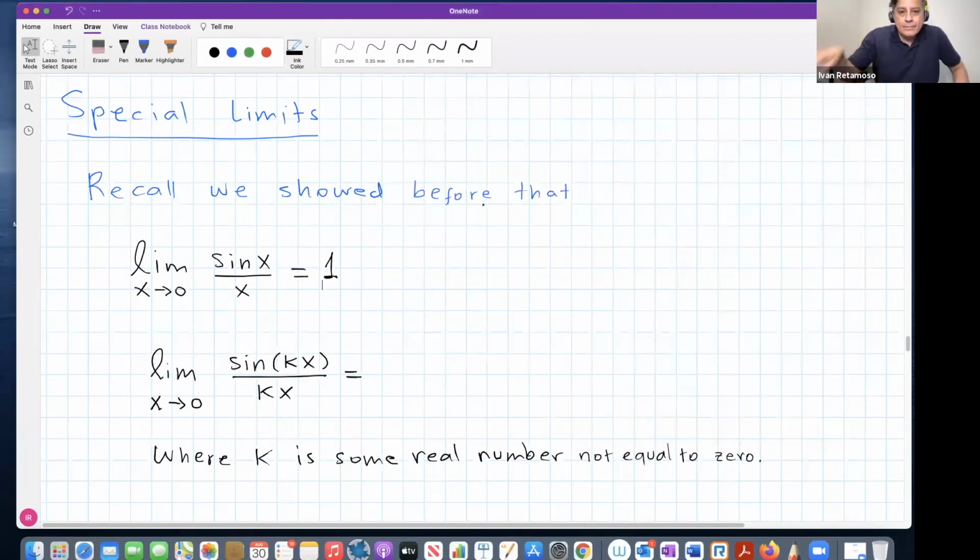Very good. So this is going to be called property 1. And this is going to be called property 2. This is also equal to 1.